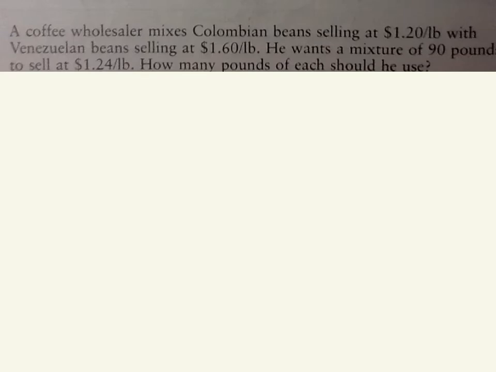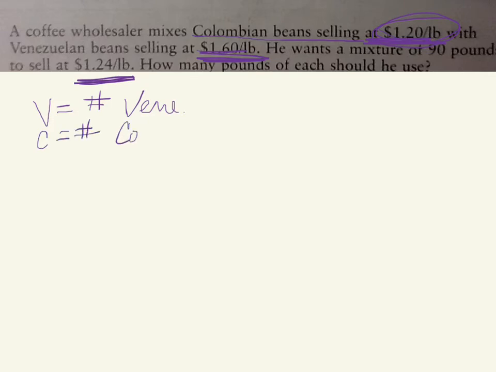Okay, so that was a coin problem. We're going to show you a mixture problem. Mixture problems are a little bit different. A coffee wholesaler mixes Colombian beans selling at $1.20 a pound with Venezuelan beans selling at $1.60 a pound. He wants a mixture of 90 pounds to sell for $1.24. So he's mixing these cheap beans with these expensive beans, and he's getting beans at $1.24. So it's closer to the Colombian beans, which are cheaper.